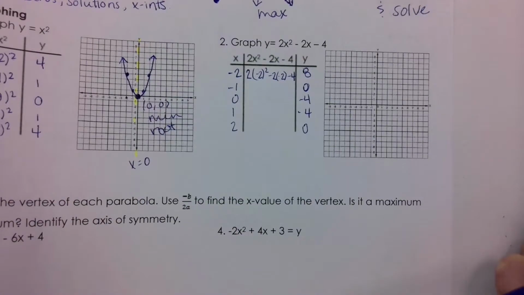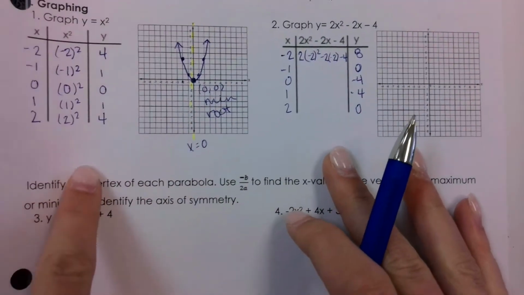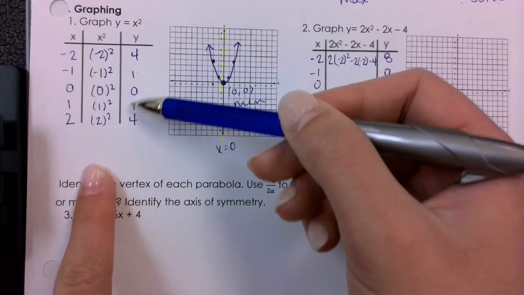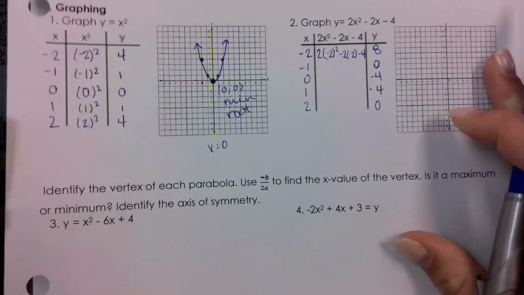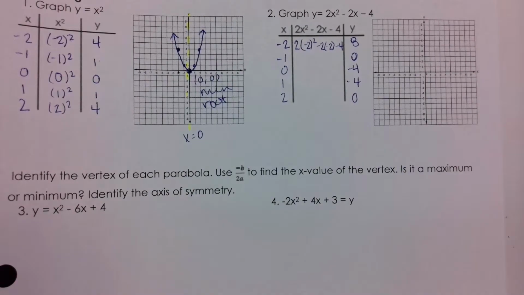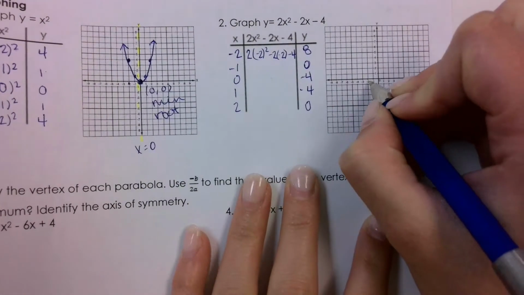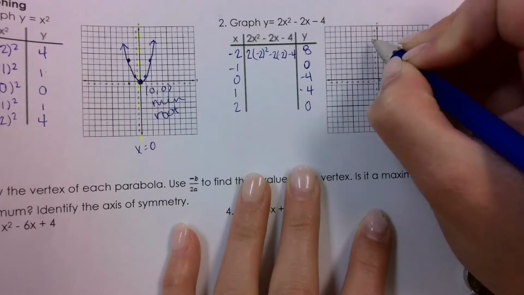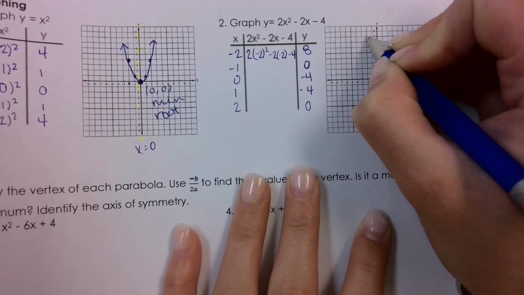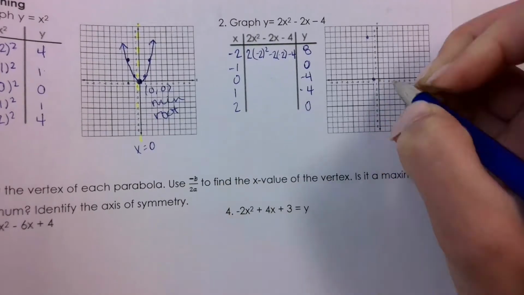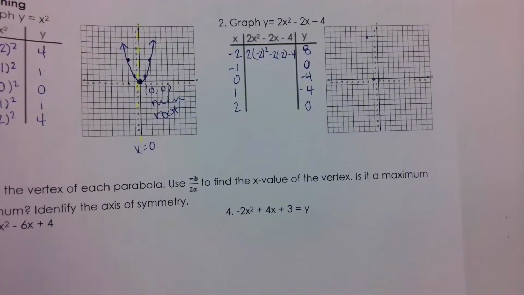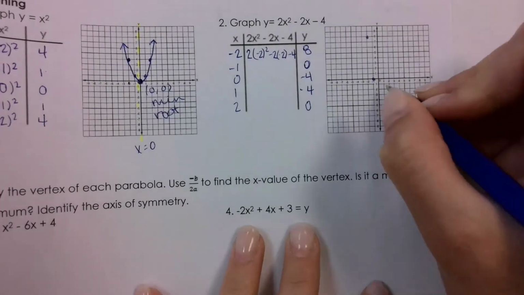That's a pattern. It's repeating, right? Did y'all notice that on the first one that we did? I had 4, 1, 0, 1, 4. Is that starting to repeat over here too? Yeah. So we'd probably get 8 if we plugged in 3. So let's go graph that. So we got -2, 8. When we start to see that repeating pattern, that's because of your axis of symmetry. It's going to be the same on one side as it is on the other. So that's why that happens.